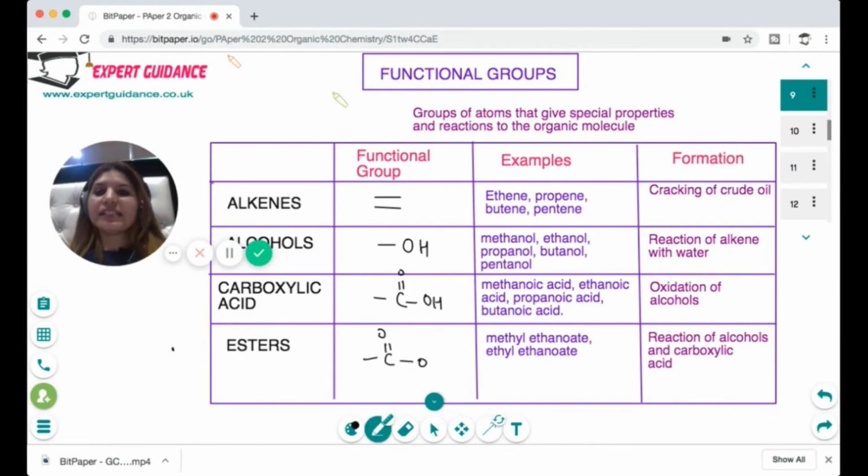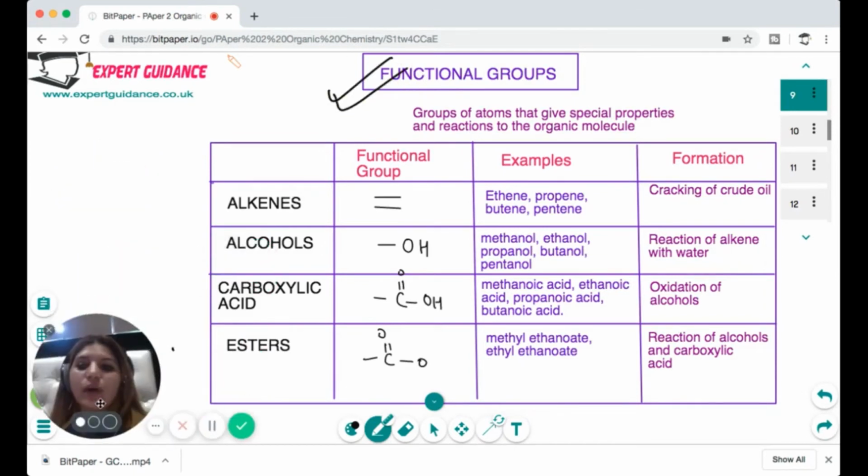Now let's see what functional groups are. Now we have seen hydrocarbons, and alkenes are hydrocarbons. At times, apart from hydrogen and carbon, you get some other atoms or groups, like alcohols as OH, and carboxylic acid has COOH.